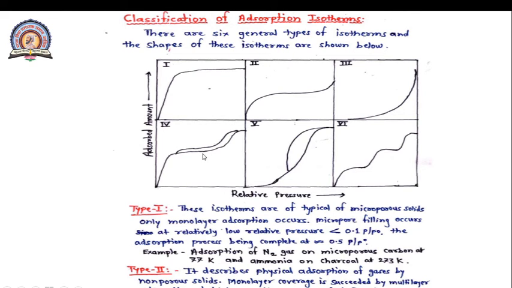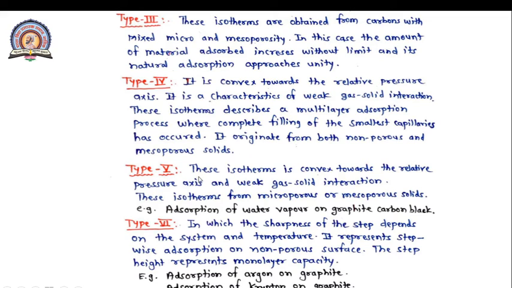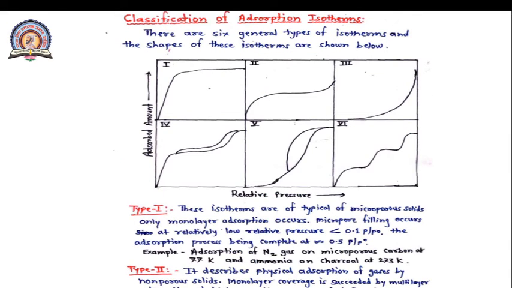Then type 5. These isotherms are also convex toward the relative pressure axis, showing weak gas solid interactions. These isotherms come from microporous or mesoporous solids. An example of this type is the adsorption of water vapor on graphite carbon black. This is convex towards the relative pressure axis.